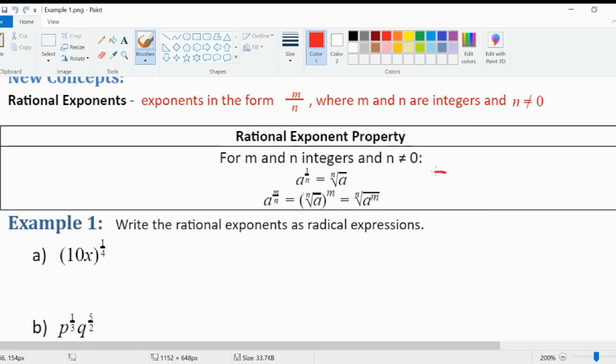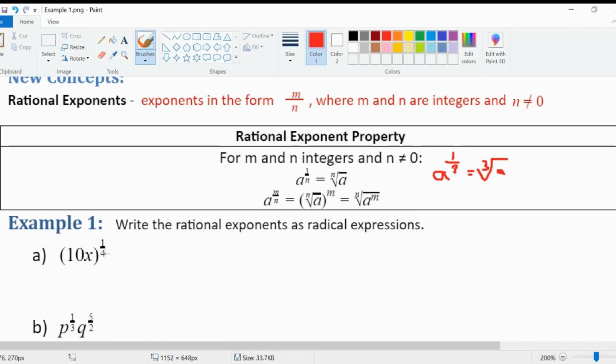So for example, if we had a number a to the 1/3, that denominator 3 tells us which degree of root we're taking. So this would be the cube root of a. And if you have a to the m over n, that is equivalent to the nth root of a to the m power, or you could have your power underneath your radical, so nth root of a to the m. So anytime we start in exponent form, we're going to rewrite them as radicals.